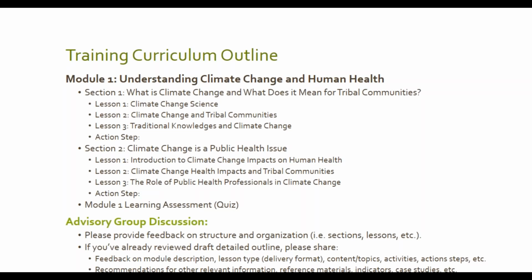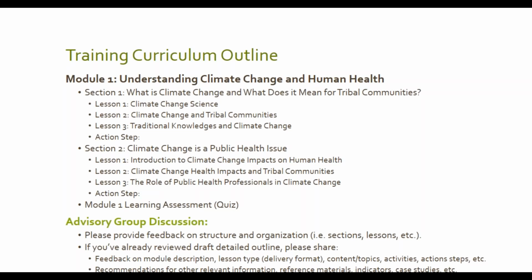And I actually think this is where some of that information that was just suggested could land, some of the particular and unique impacts that are going to happen to tribal communities, not just the climate impacts themselves, but perhaps the context of those communities and some of their unique characteristics, politics, policies, and structures, and why this is a unique training for them. Lesson 3 will be specific to traditional knowledges and climate change.